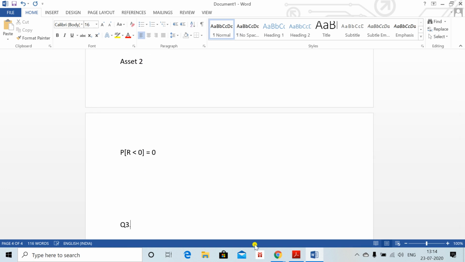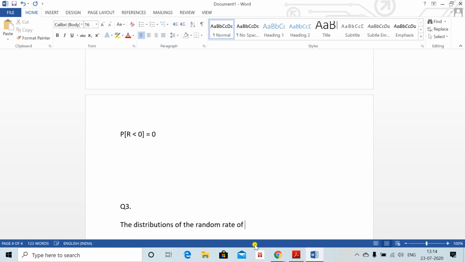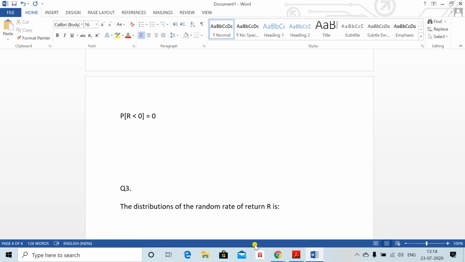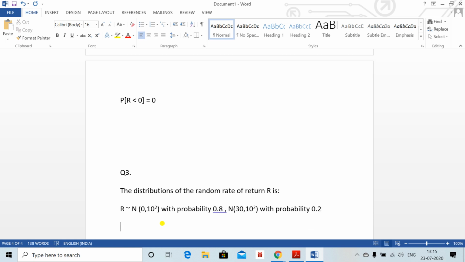So question 3. Calculating the mean, first the distribution of the random rate of return, let's write. R follows two distributions. First it is normal distribution 0, 10 square with probability of 0.8, and normal distribution with 30, 10 square, with probability 0.2. Just a second, I did not enter equation mode, sorry. Now you all must be thinking that in the booklet it is written in curly brackets.